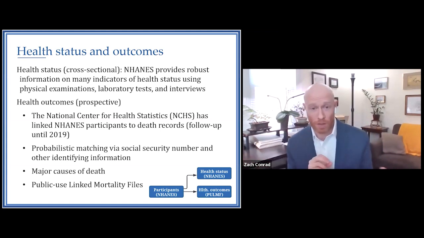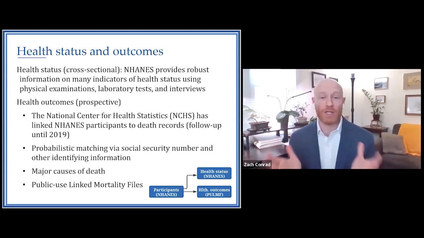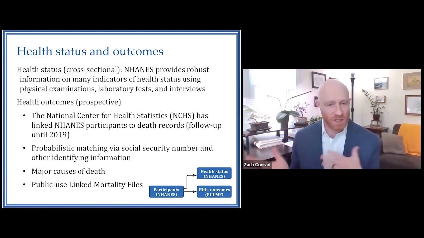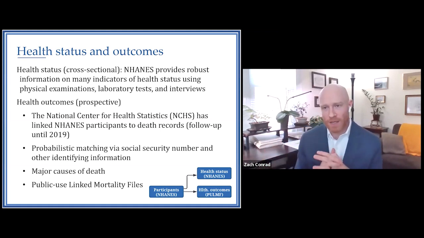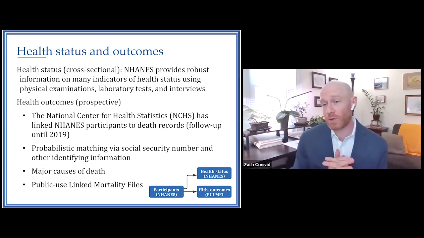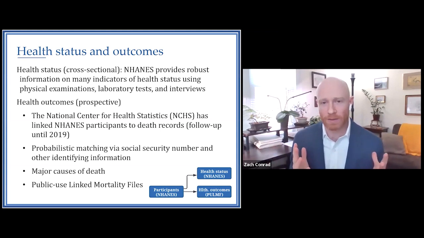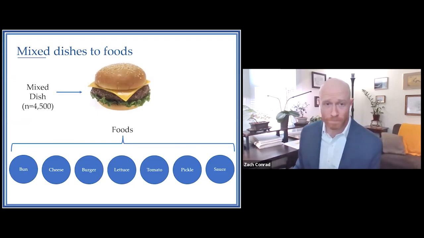Like social security number, in some cases their names, but it is providing just the major causes of death. And so this is public, right? You can all access this, and it's designed to be linked to not just NHANES, but also to the National Health Interview Survey and a few other national surveys that the National Center for Health Statistics manages.